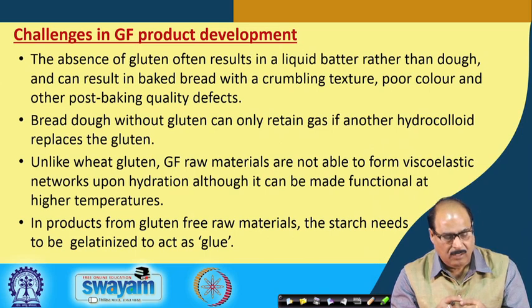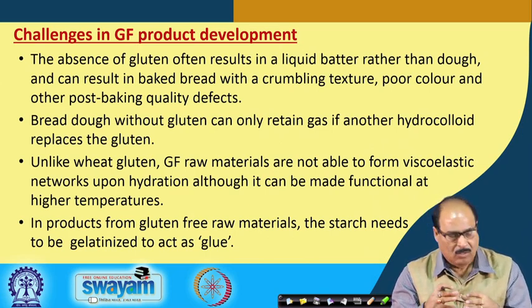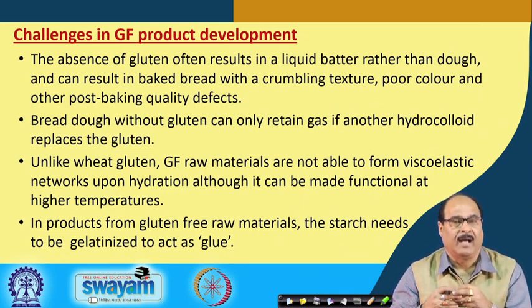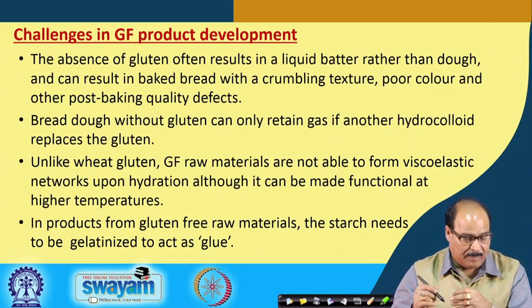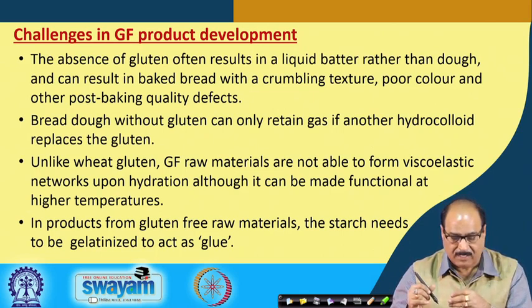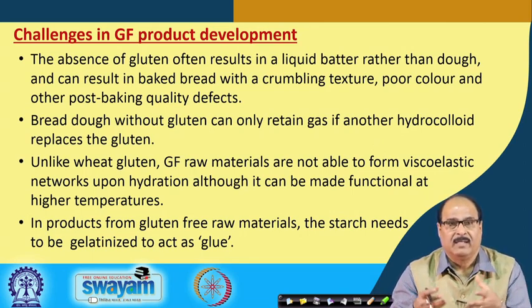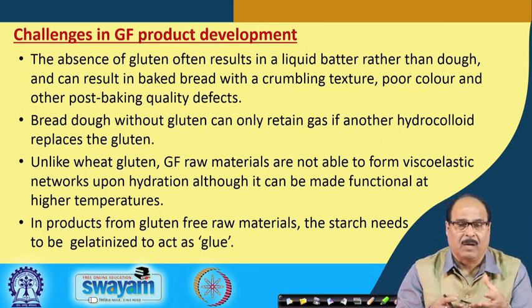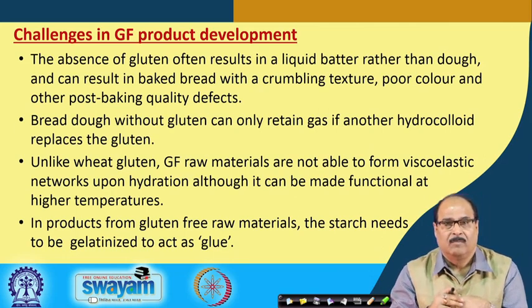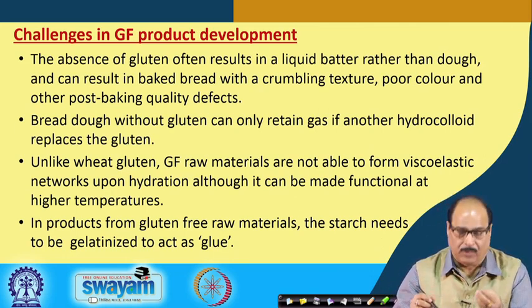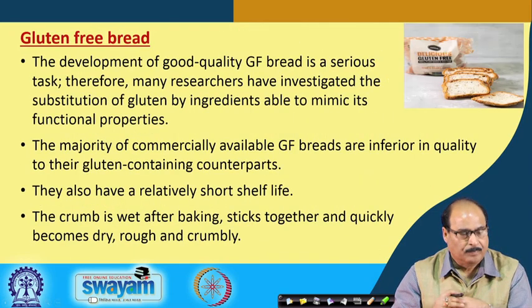Unlike wheat gluten, gluten-free raw materials are not able to form a viscoelastic network upon hydration, although they can be made functional at a higher temperature. In products from gluten-free raw materials, starch contributes to the properties of the product, that is, starch needs to be gelatinized to act as a glue.